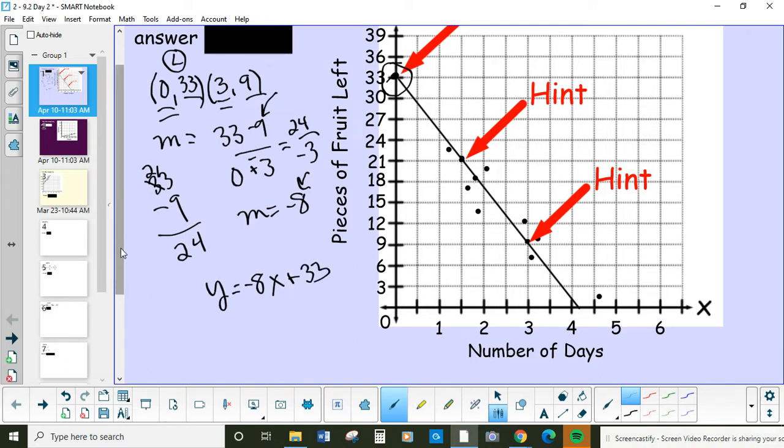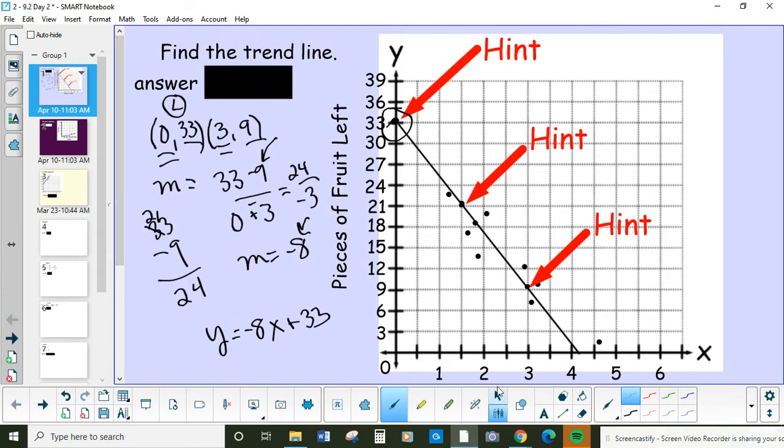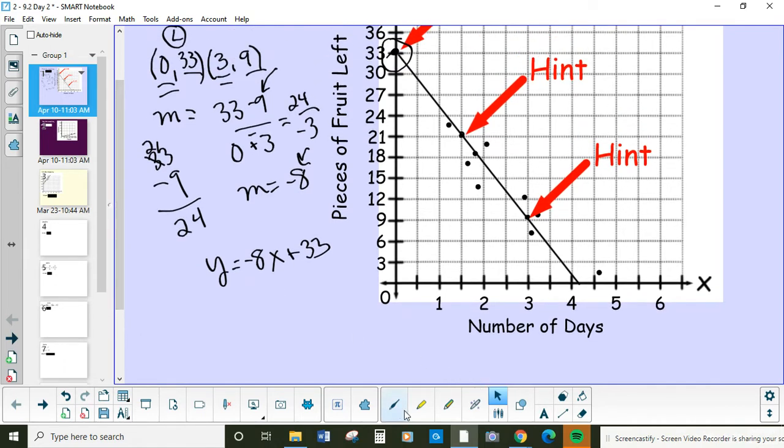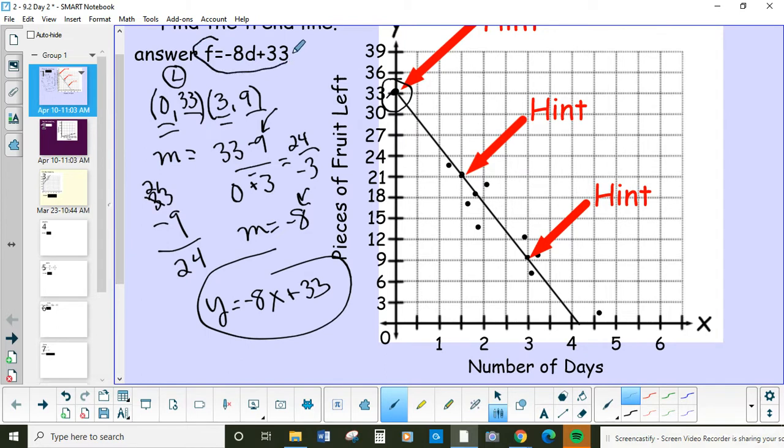And that's it. And let's see, if we look at our answers, let's see if they use y and x or different letters. It looks like they used F for y because fruit is on the y-axis. And it looks like they used D for x because days are on the x-axis. But it's the same as this equation right down here. It's the same thing.